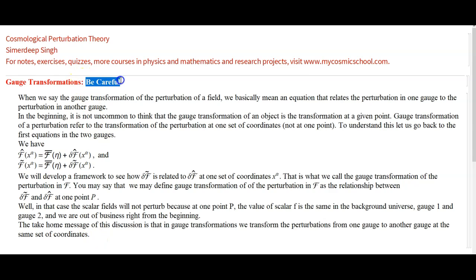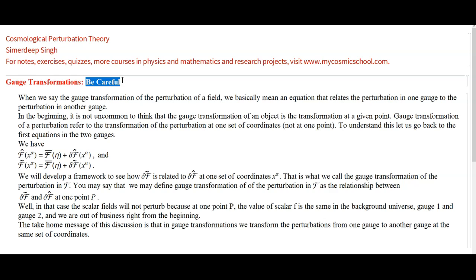So be careful. Whenever we talk of gauge transformation, we mean 1000 coordinates in the background universe, 1000 coordinates in gauge 1, 1000 coordinates in gauge 2. Whatever coordinates you take in background, same coordinates in gauge 1, same coordinates in gauge 2. And when you are doing that, then physical location of points will be different. Because if you take one fixed point in four-dimensional space-time, then the value of coordinates will differ. But we are not doing that.